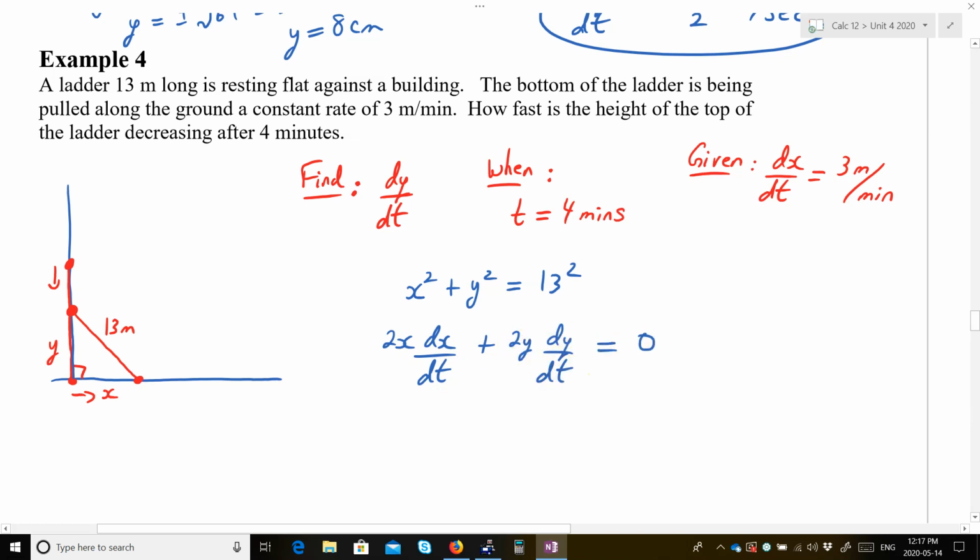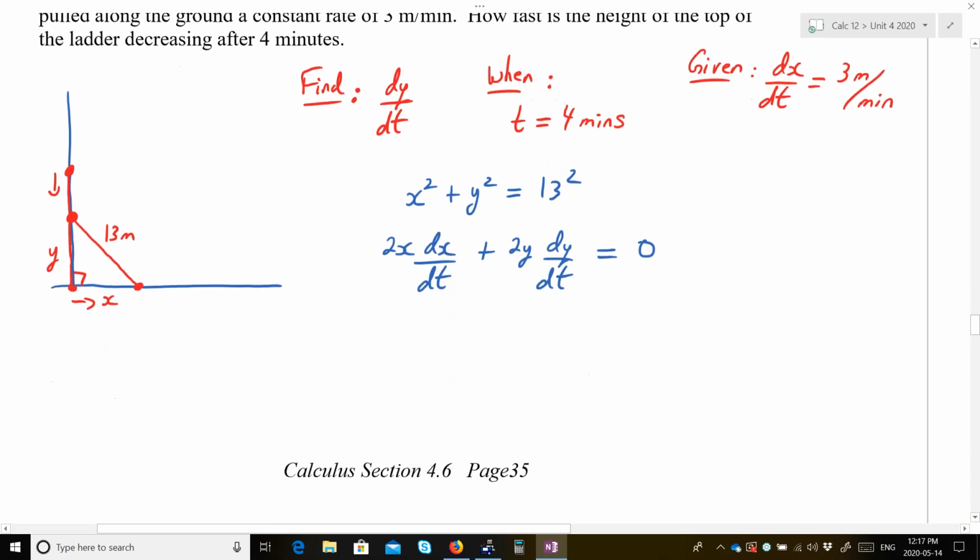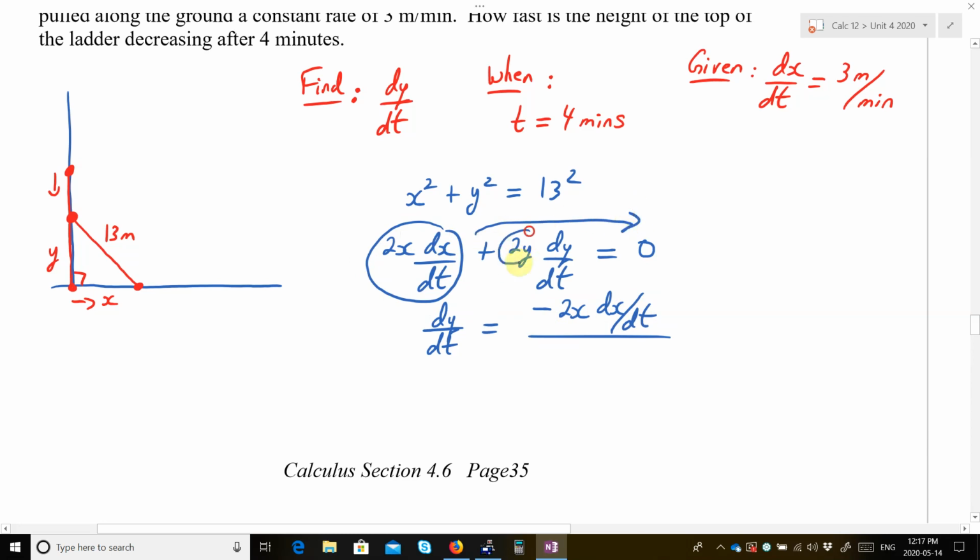Derivative of 13 squared is 0. And we need to get dy dt by itself again. We would have negative 2x dx dt over there, right? Taking this whole term, subtracting it over, and then we're going to have to divide by 2y, so that'll knock off the 2's for us. So we will have negative.